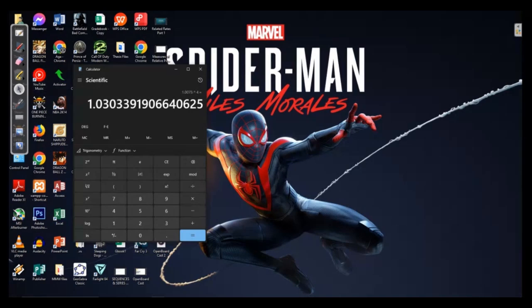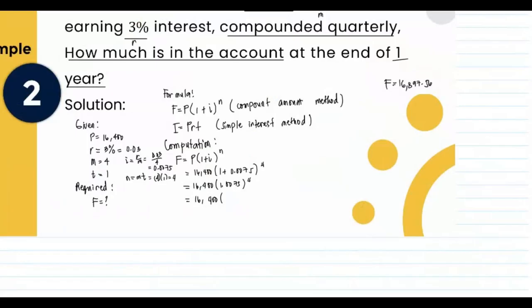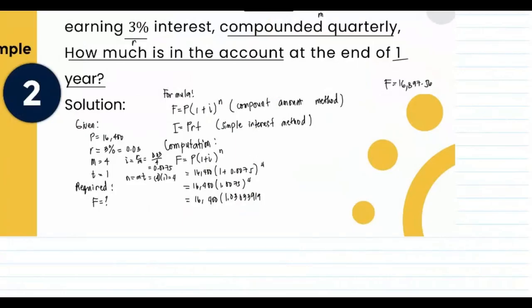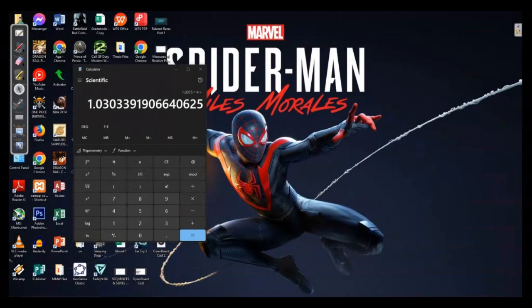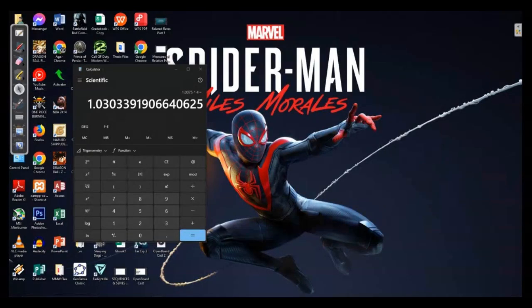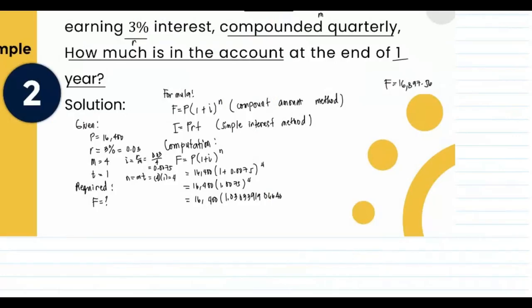I advise again that you copy everything. So it would be now 1.033919066 40625. So that's everything. And then we multiply it by 16,400 to get now the compound amount.